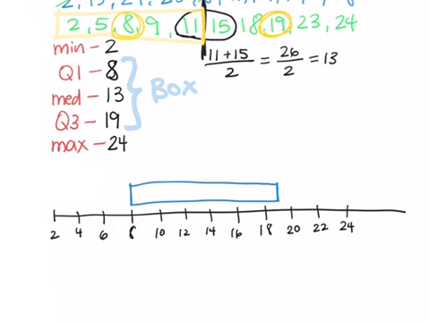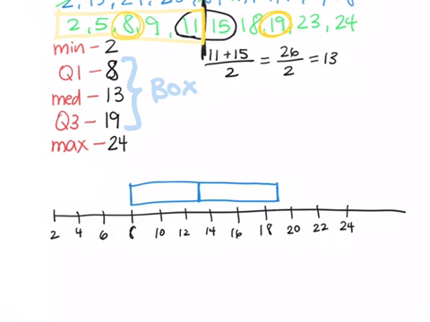And then in the box, I'm going to put a line to represent the median. That will not always be in the middle of the box. So that's important for you to understand. The median of this data set is 13. So at 13, I'm going to put a line.